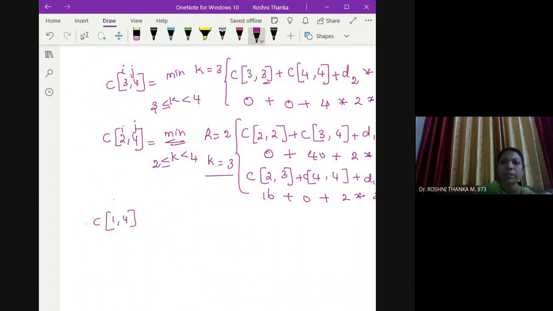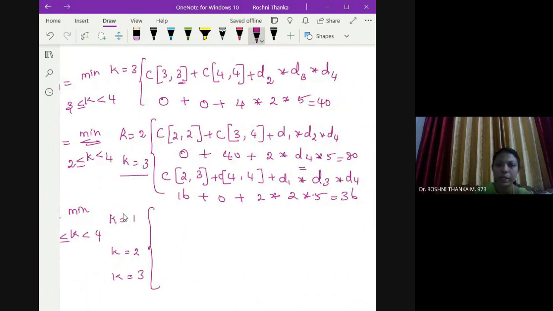So how will you find? First we have to find what is the k value, and based on the k value we have to find the remaining two values. So if you find it, what will you get? Equal to minimum of, we have to find when the k value should be greater than or equal to 1, and it should be less than j, that is 4. So what are the k values I will be getting? k value can be 1, k value can be 2, and k value can be 3. 3 values we will be getting. So we have to find for all these 3, when k value is 1, when k value is 2, and when k value is 3. We have to find all these 3, and from that we have to choose which is the minimum one.